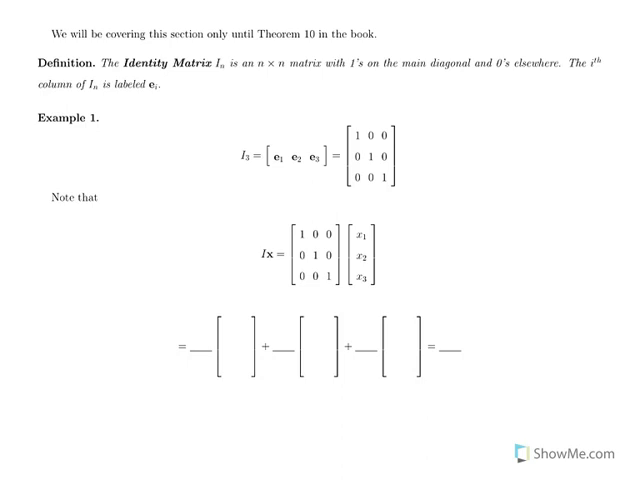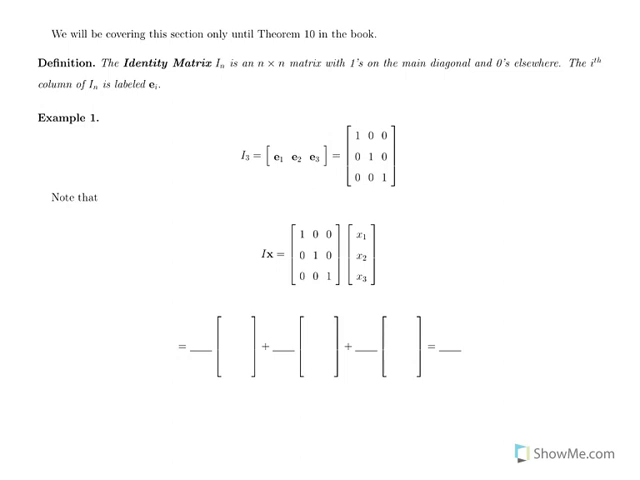So note that in this section, we're only going to cover until theorem 10 in the book, the first part of this section. And we're going to introduce something important in linear algebra, which is the identity matrix, which we are going to denote I sub n, and that is the n by n matrix with ones on the main diagonal and zeros elsewhere. The ith column of I sub n is labeled E sub i. That is a vector E sub i.